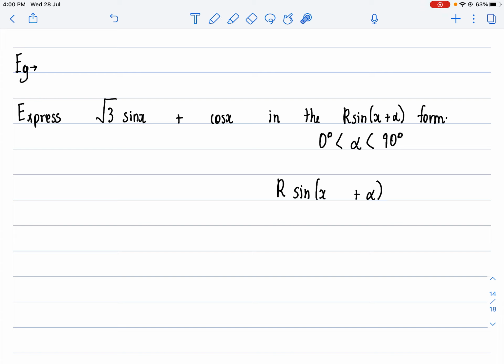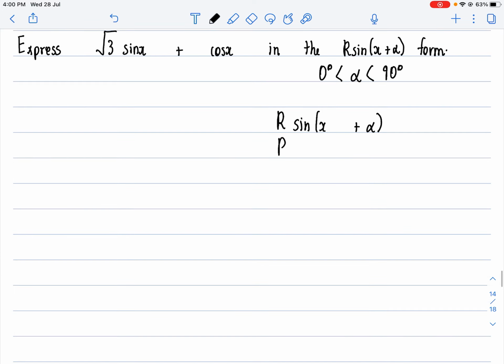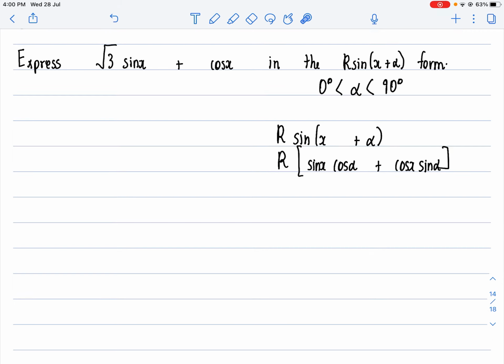Now, as you can see here, you have sine x plus alpha, which is the sine compound angle formula, correct? So you can write this as r multiplied to sine x cos alpha plus cos x sine alpha. Normally you only get these kinds of compound angle formulas. Here you have sine, sometimes you get cos. So 99% of the times it's always a compound angle formula.